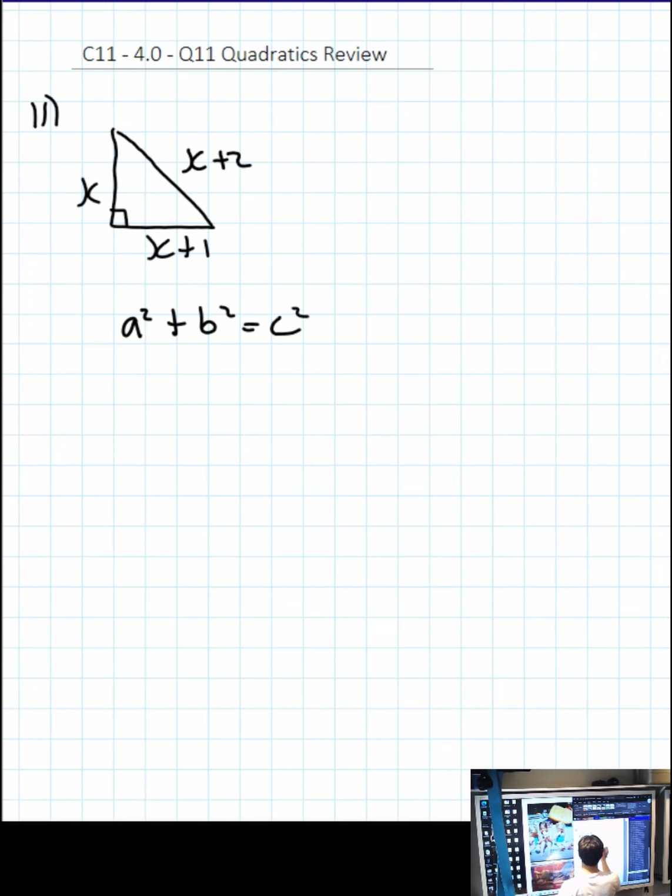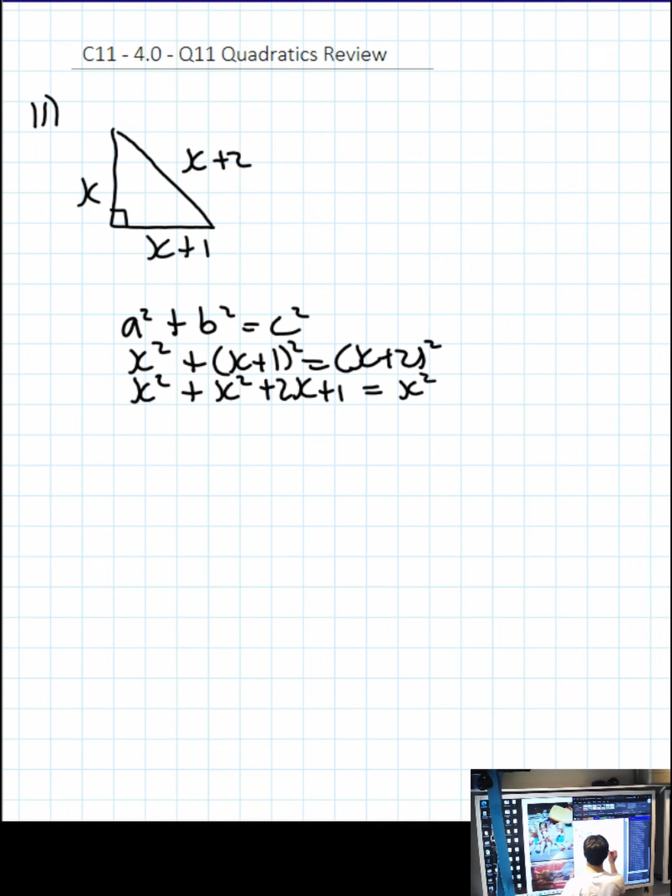Now we can very carefully substitute in. So we can say x squared plus open bracket x plus 1 squared equals x plus 2 all squared. So we can FOIL it out. We're going to do this in our heads. So we get x squared plus x squared plus 2x plus 1 equals x squared plus 4x plus 4. We can start off by subtracting x squared from both sides and simply cross off an x squared from both sides.